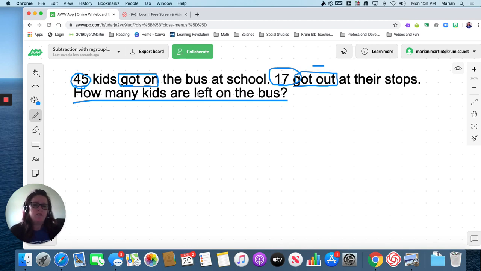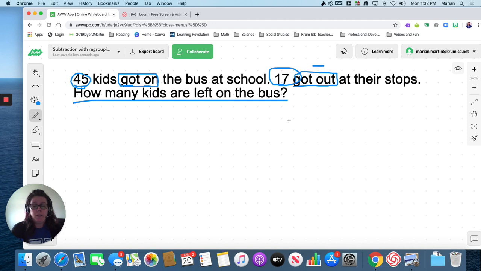So the first thing we're going to do is set this up as a horizontal algorithm to prepare to solve. Okay? When we are setting up a subtraction problem, which number goes first? Are we going to put the big number first, or are we going to put the small number first when we're writing a subtraction problem?